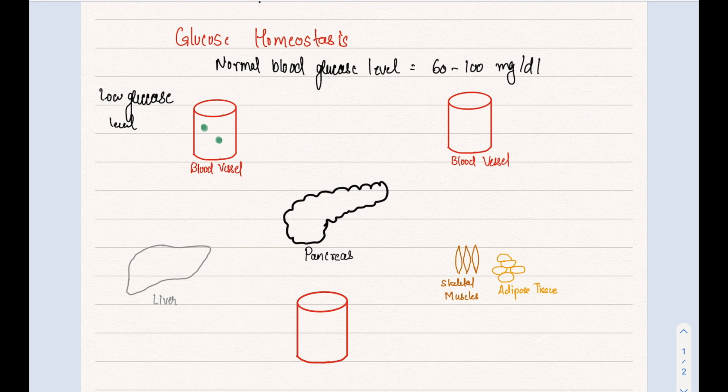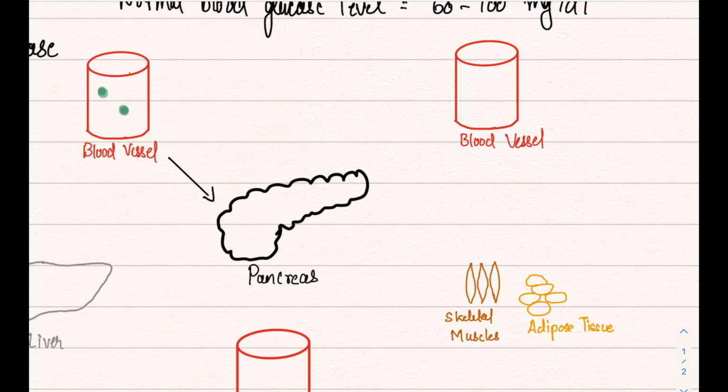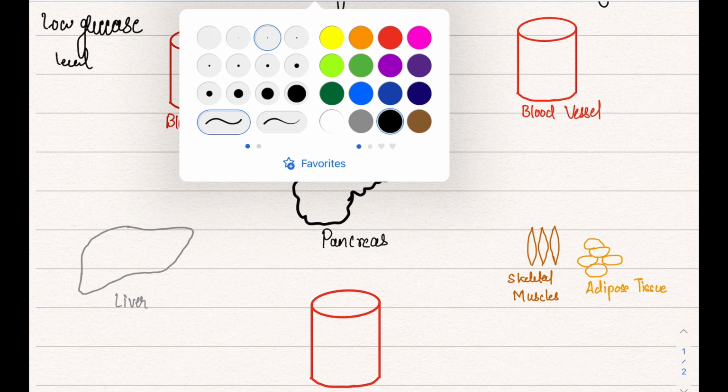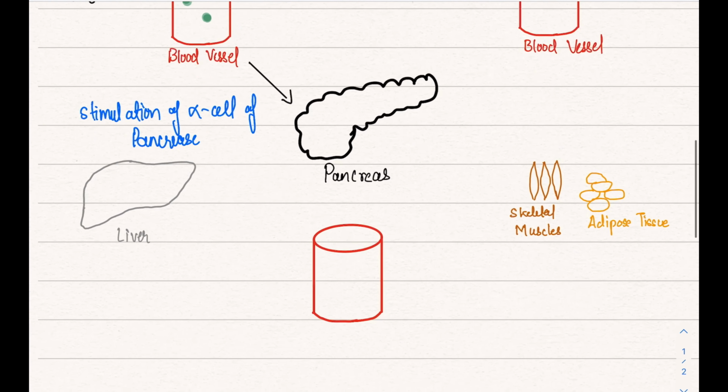So what will this low glucose level do? Whenever there is a low glucose level in the blood vessels, it is going to stimulate the alpha cells of the pancreas. So there will be this alpha cell, right? Now, when we have the stimulation of the alpha cell of the pancreas, it is going to release a hormone that is known as glucagon.